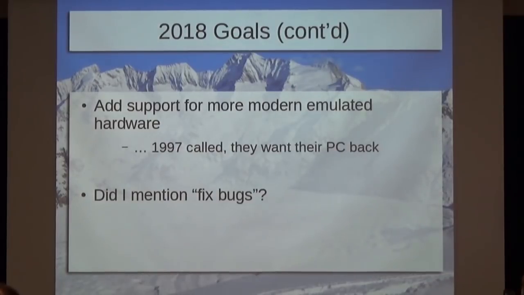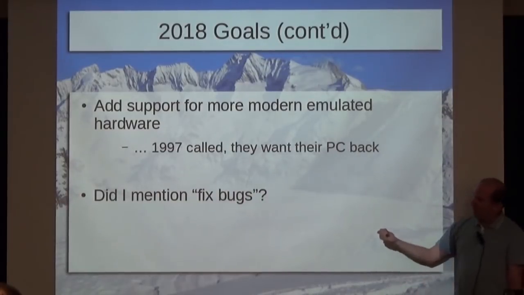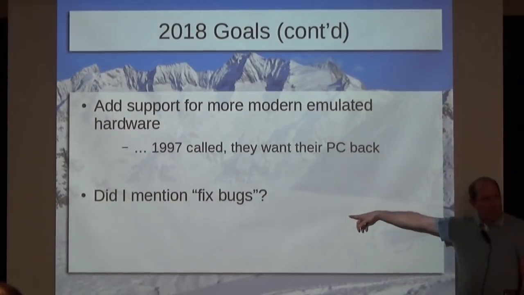And part of the reason we don't work on FreeBSD is this first set of bullet items here. Our hardware emulation is absolutely minimal. We're emulating a machine from like 20 years ago. And like I said, 1997 called and they want their PC back because we don't have a local APIC emulation, we don't have ACPI, none of this stuff. And it's quite amazing that it actually works as well as it does, missing all these pieces. So we'll have to do that at some point, and I think this year will probably be that year. And then of course, did I mention fix bugs?